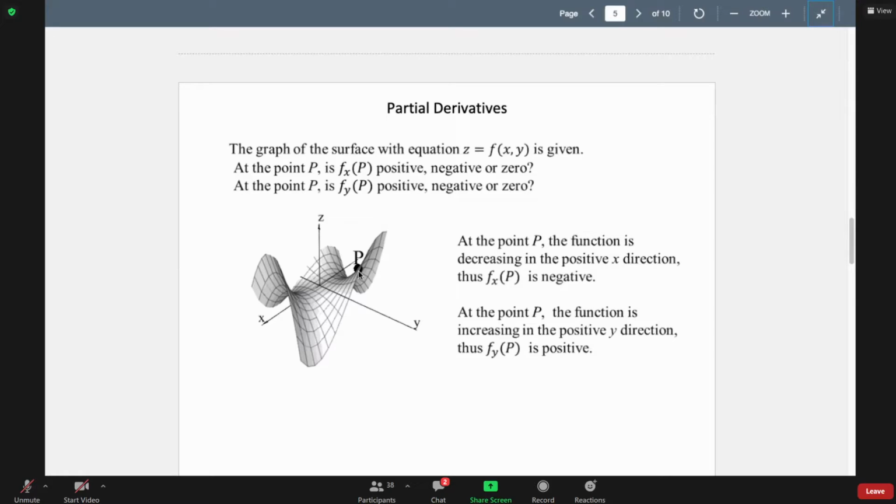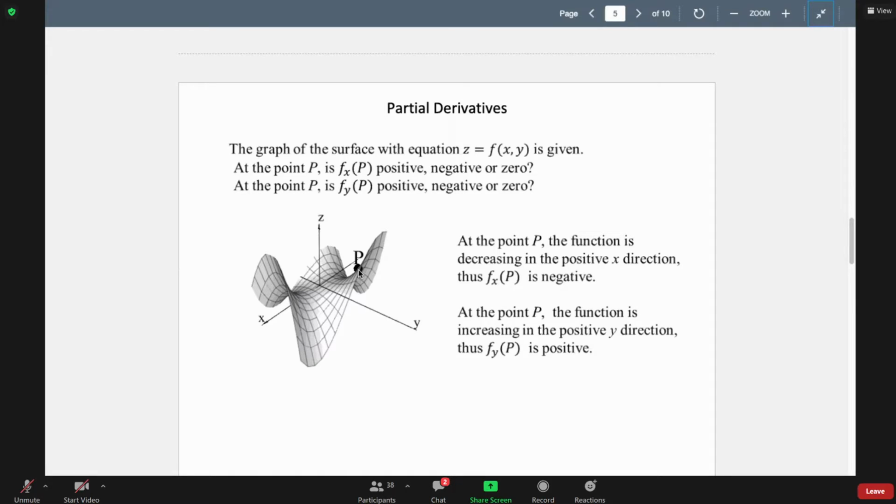So here you have this point. And now f_x means you have the partial derivative in this direction. So it looks like the function is decreasing. If you move in the x direction from the point P, you are sliding down. So the function is decreasing, which means that the derivative with respect to x is negative at this point.